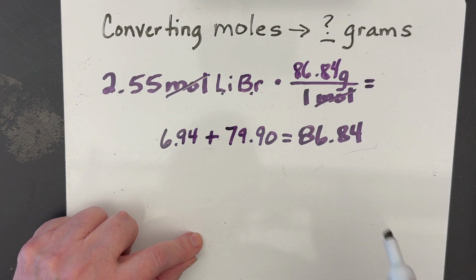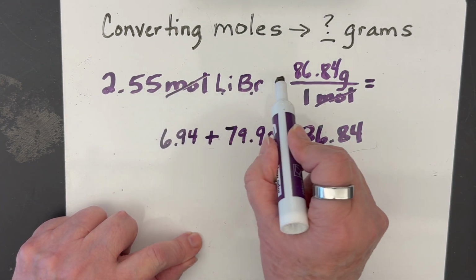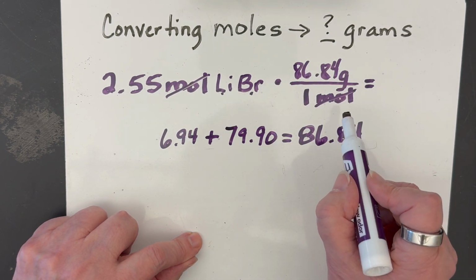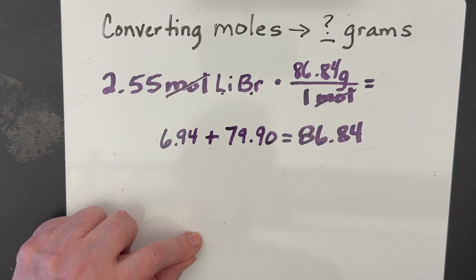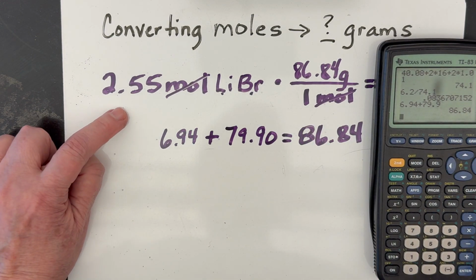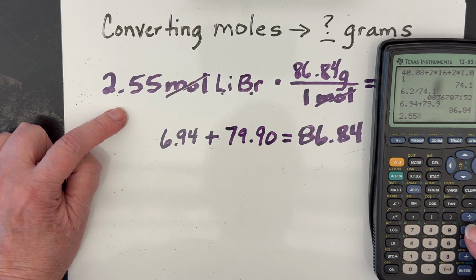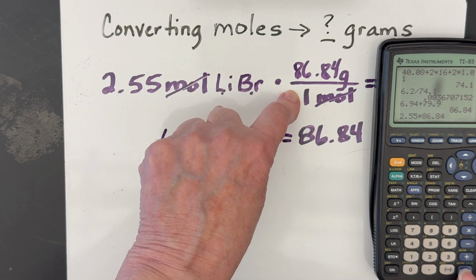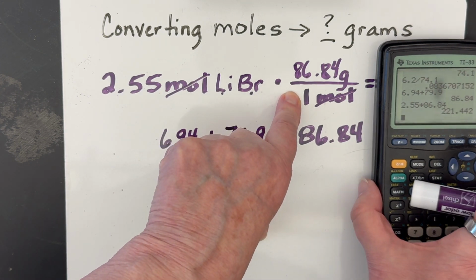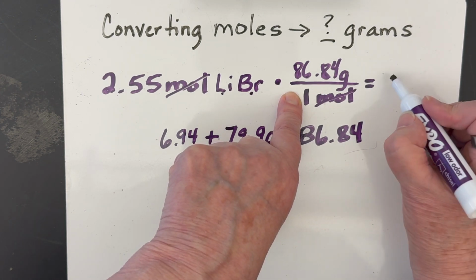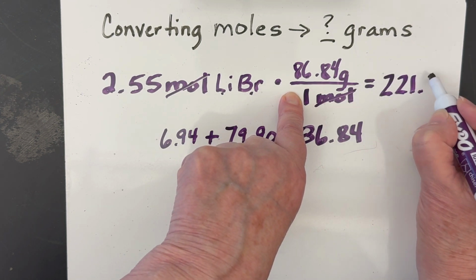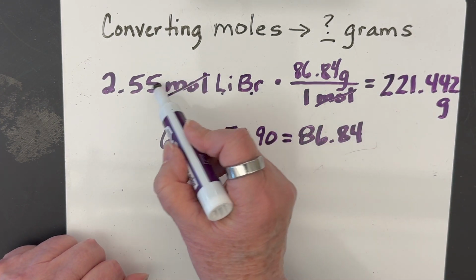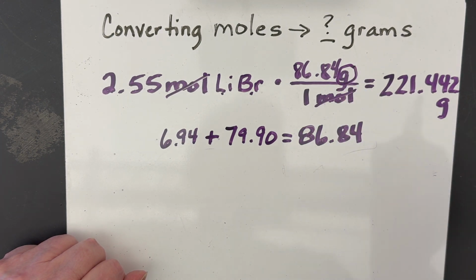And so now I'm going to end up taking 2.55 times 86.84, and then the whole thing is going to be divided by 1. Well, that's the same number. So all we have to do is 2.55 times 86.84, and we get 221.442. That's all the digits it gave us. But we're not going to keep that many. And remember, moles canceled, so we are left with just grams as our final unit.